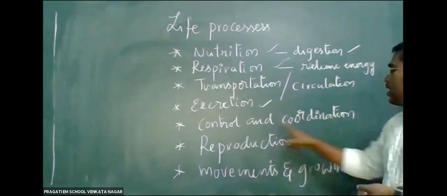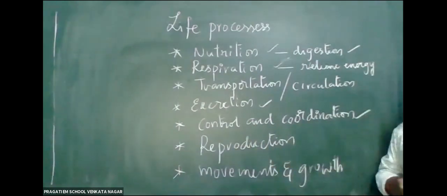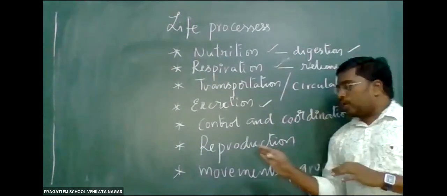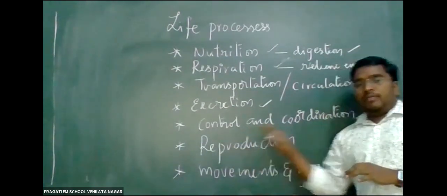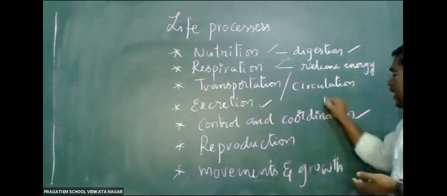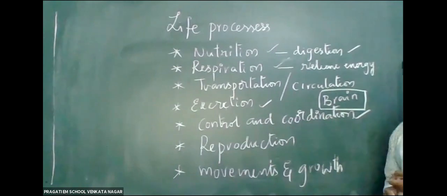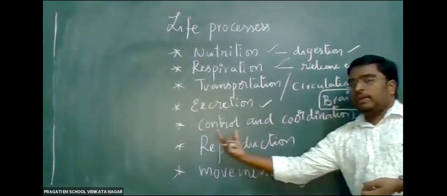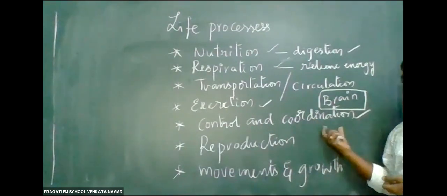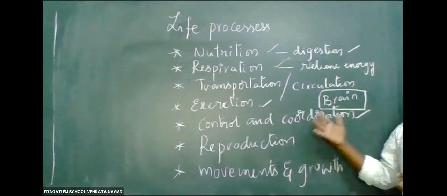And the next one is control and coordination. It is about voluntary and involuntary actions which are coordinated by the brain. So that's why we say control and coordination. So it is the coordination between organ to organ or system to system.